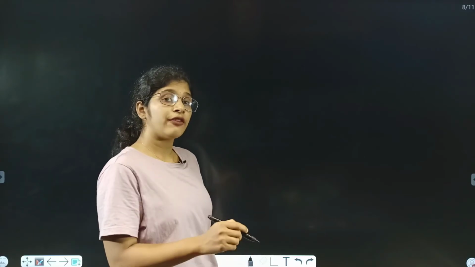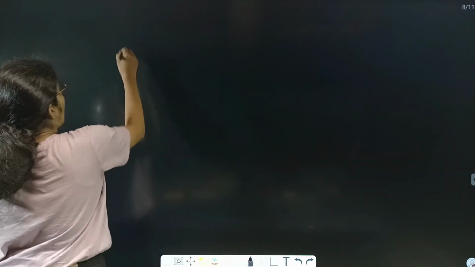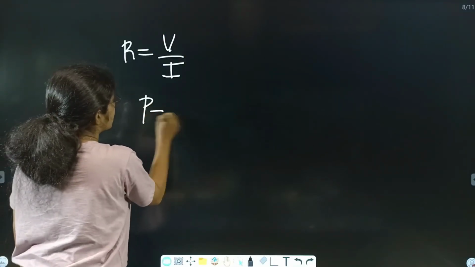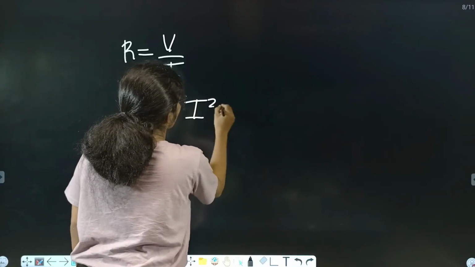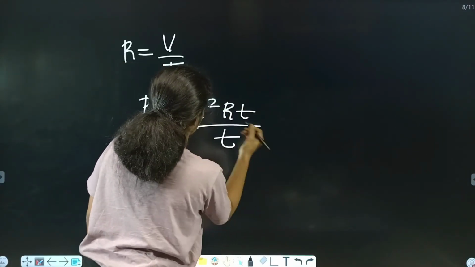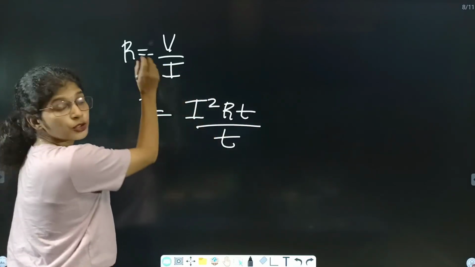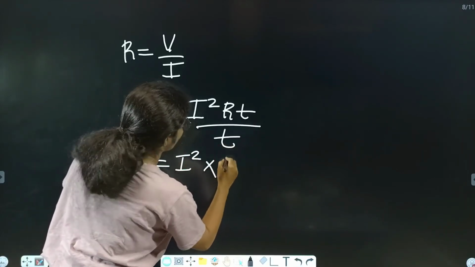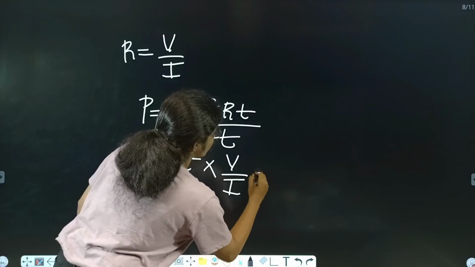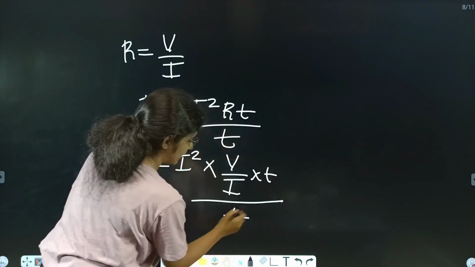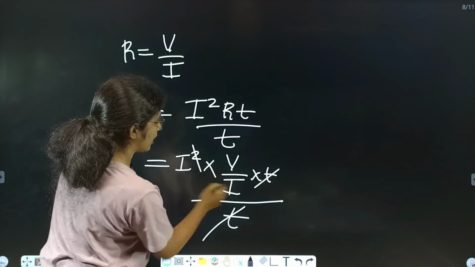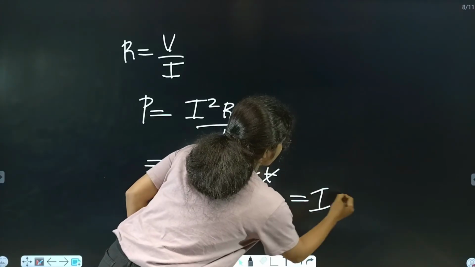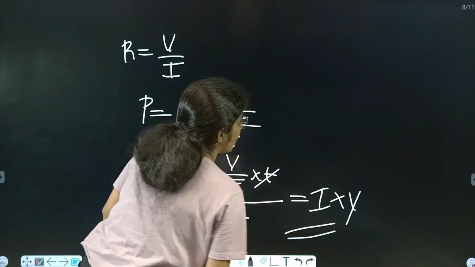Then we have to substitute the value for R. Using Ohm's law, R is equal to V by I. So our equation for power is I square R T by T, right? Instead of R, you substitute V by I. So I square into V by I into T by T. T and T get cancelled, I square and I get cancelled, and we are left with I into V. So this is the third equation.